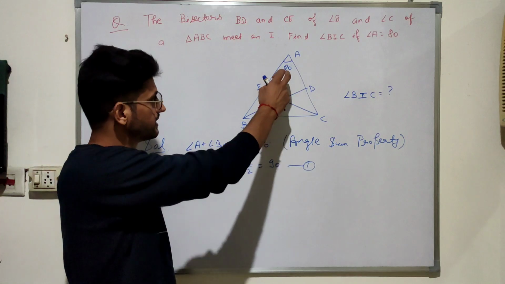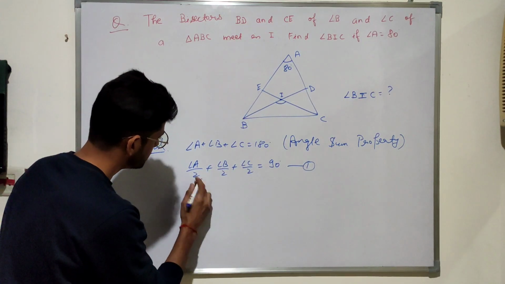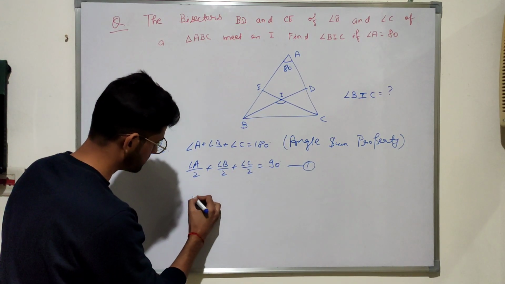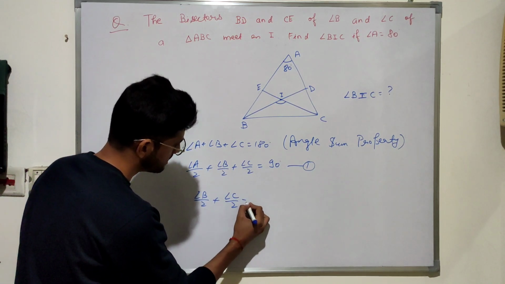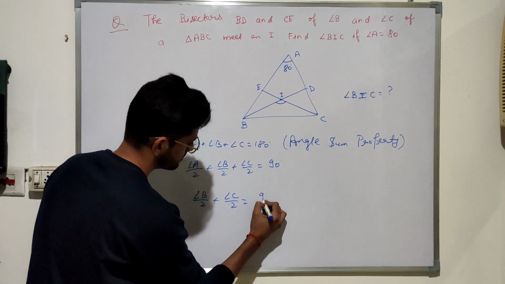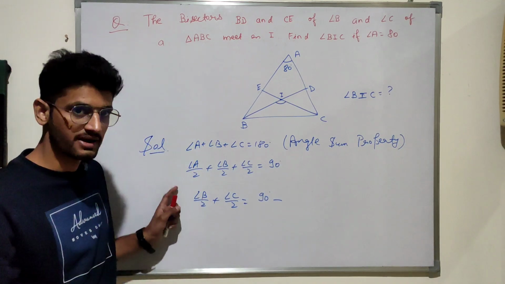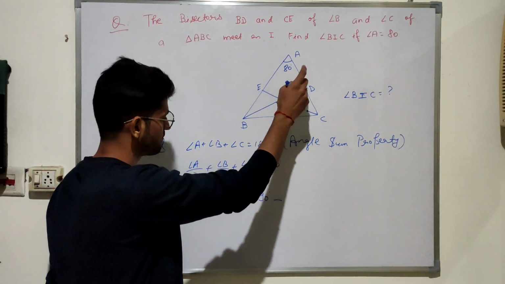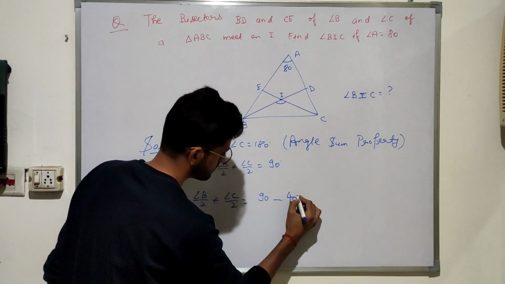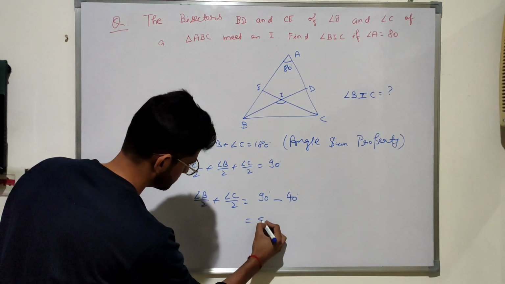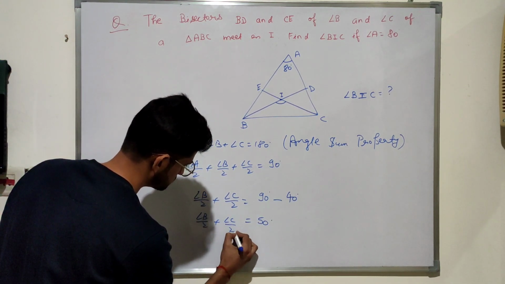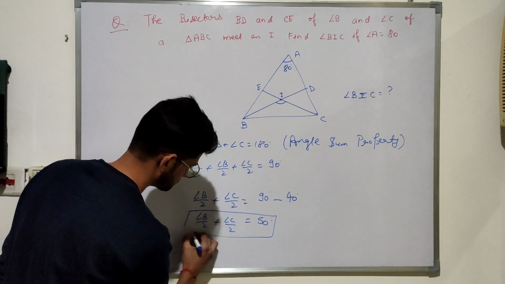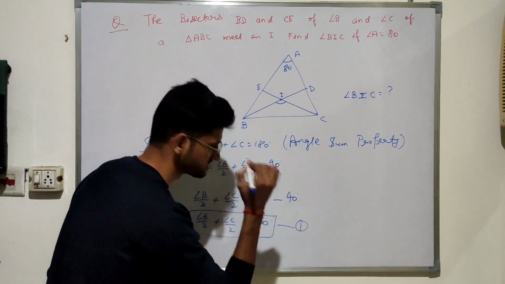Also we have been given angle A, so we will use it here. So we can write angle A, 80 degrees by 2, that is 40 degrees. So basically angle B by 2 plus angle C by 2 is equal to 90 degrees minus angle A by 2, that is, half of angle A is 40 degrees. So it is equal to 50 degrees. So half of angle B plus half of angle C is going to be 50 degrees. This is going to be our first equation.